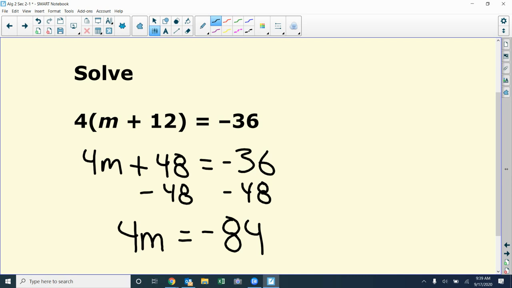So now we're gonna divide by 4, of course. And we're ending up with negative 21. Simple stuff. How do you feel about that? I think everybody should feel pretty good about that. I'm not gonna do too many of these. Is everybody okay?